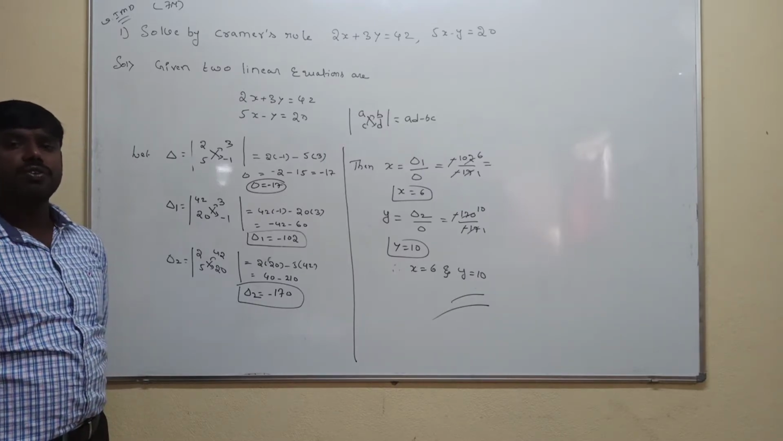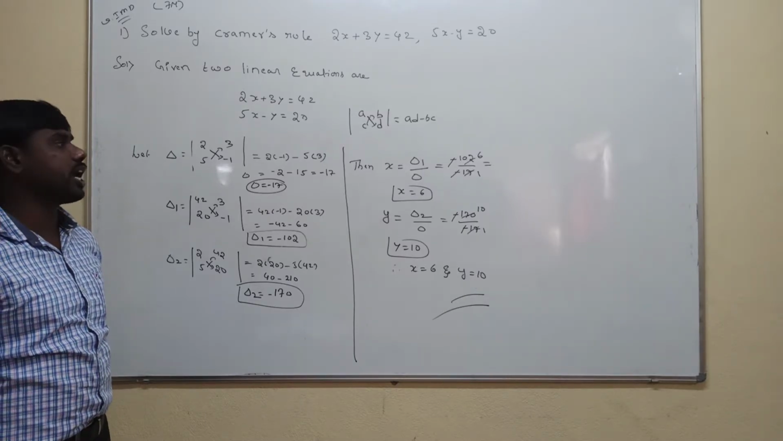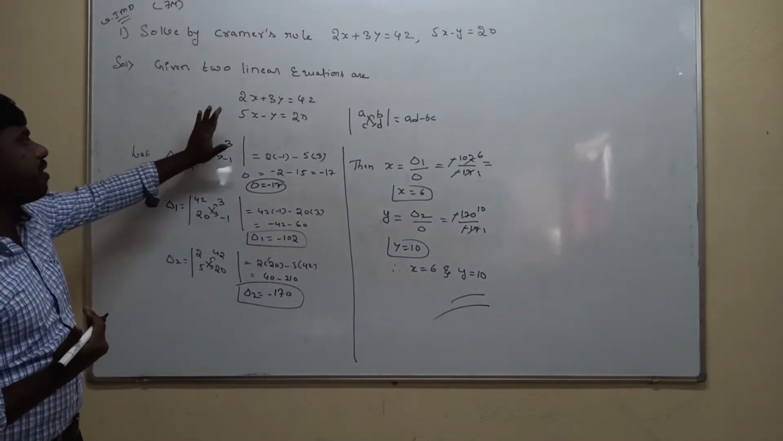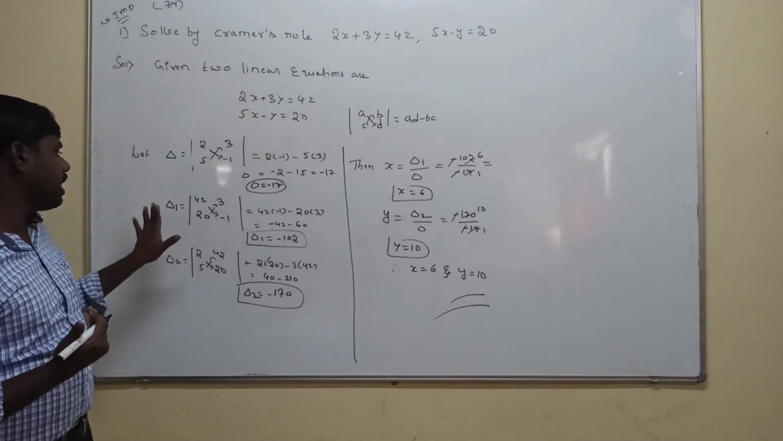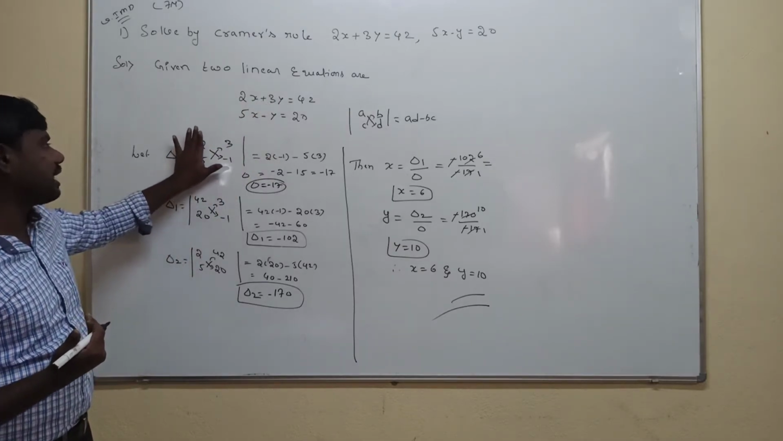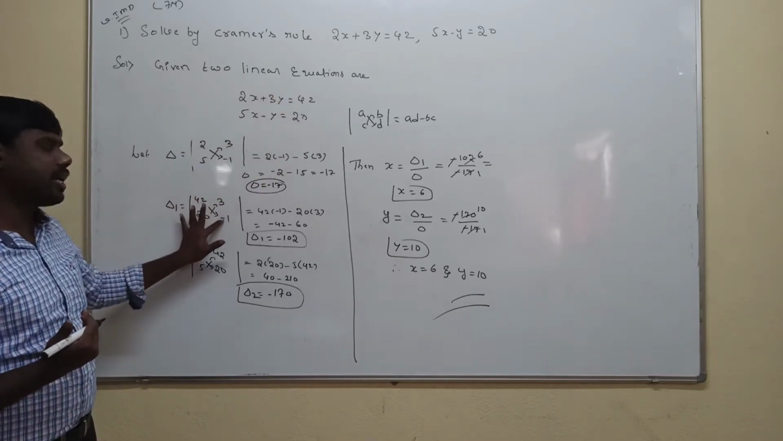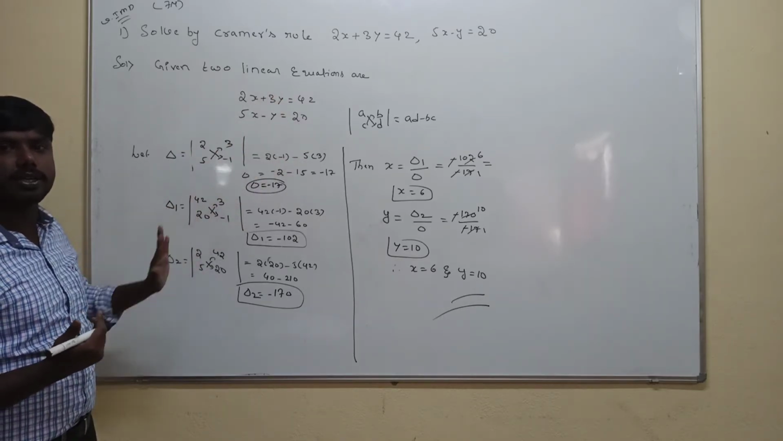Very easy, very important for the final exam. This type of question, 7 marks question. Delta we are taking from the given equation, the x y coefficient values. Delta 1 we are taking from the delta value, first column replaced by 42 20, second column as this. Now we are applying cross multiplication method.